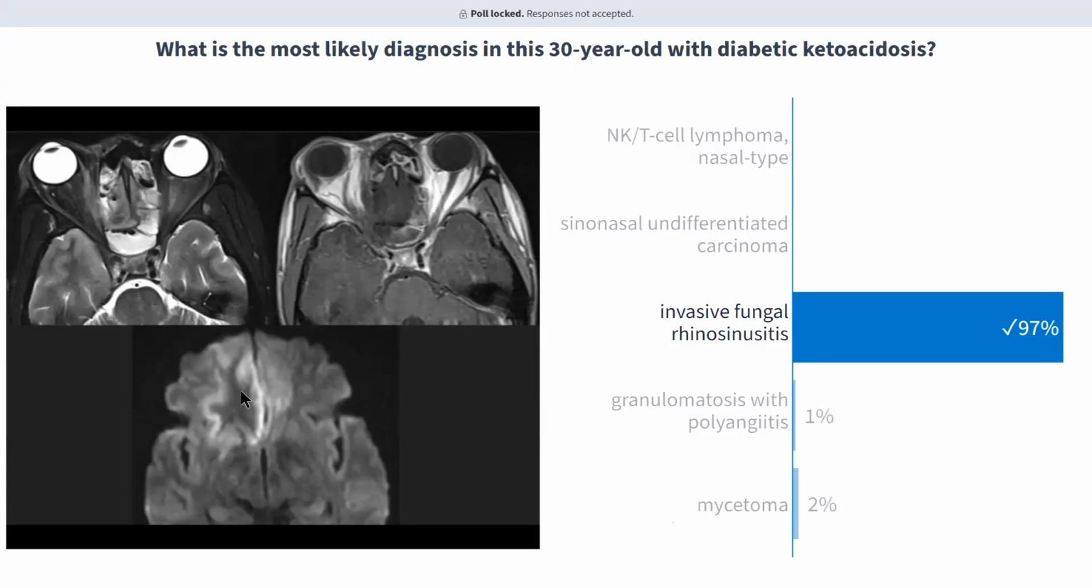The differential is mainly mucormycosis and aspergillosis, which are the main types of invasive fungal rhinosinusitis. This case specifically turned out to be mucormycosis. Very few people chose the other answer, so I won't bore you with why those are wrong. But in the clinical context of DKA or hematologic malignancy or some other type of immunosuppression, and you have a sinus process that is also involving orbit and brain, it's highly likely going to be invasive fungal sinusitis.